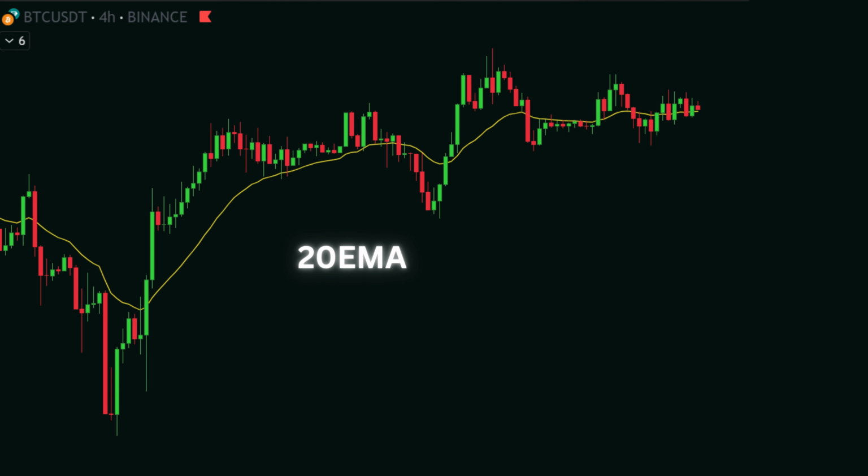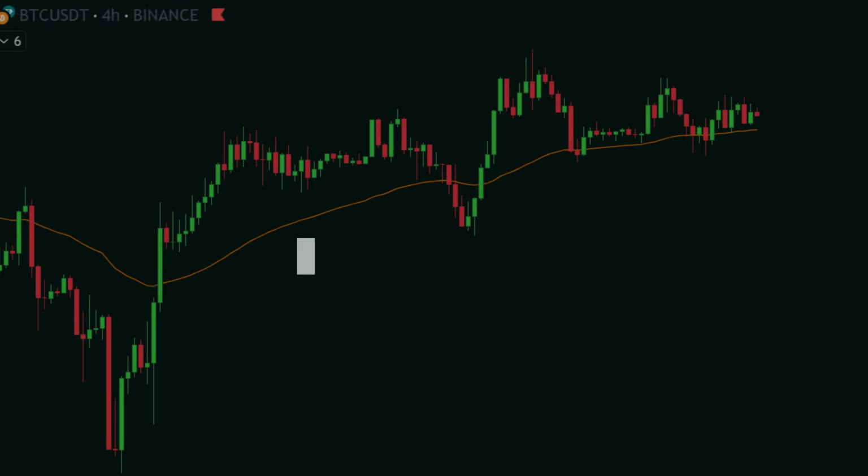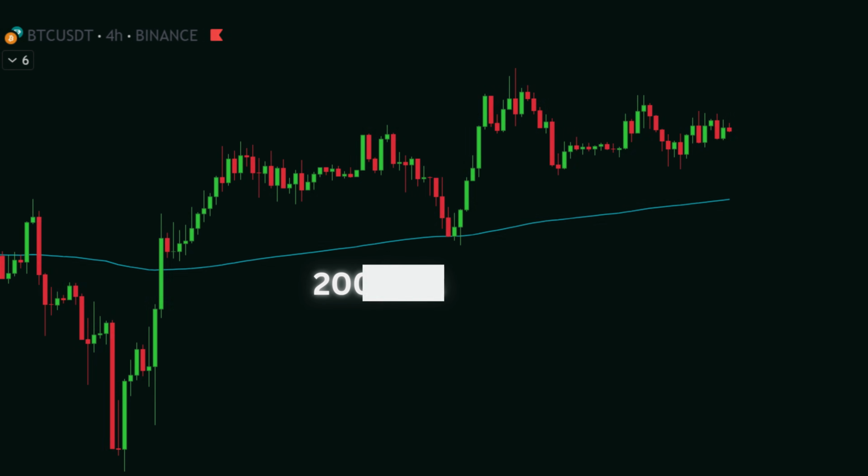Here's how I use them. The 21 EMA is your short-term dynamic level. Think intraday trend. The 50 EMA gives mid-term context, often respected in strong trends. The 200 EMA is the grand master, long-term institutional level. If price is above the 200, we're in bullish territory. So what's the strategy? It's simple but deadly effective.